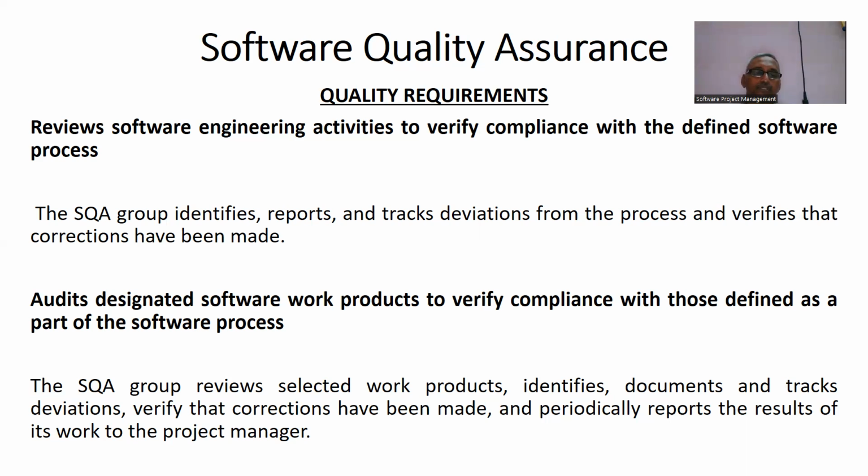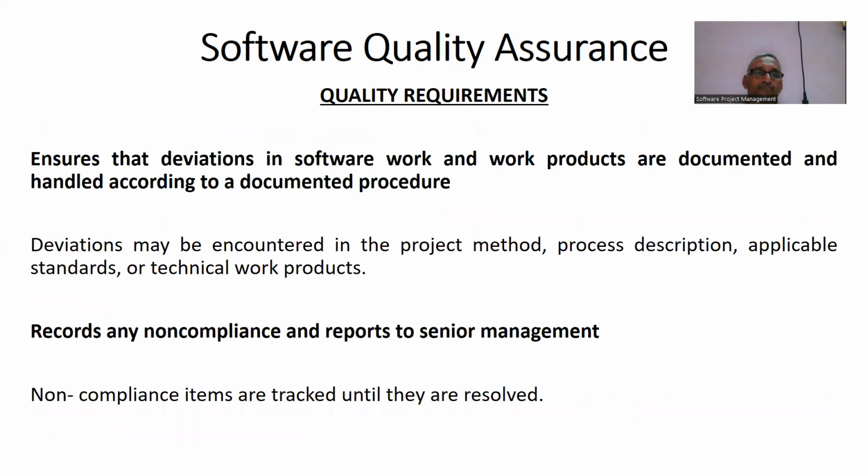Next one, ensures that deviations in software work and work products are documented and handled according to a documented procedure. Deviations may be encountered in the project method, process descriptions, applicable standards, or technical work products. Next one, records any non-compliance and reports to senior management. Non-compliance items are tracked until they are resolved.